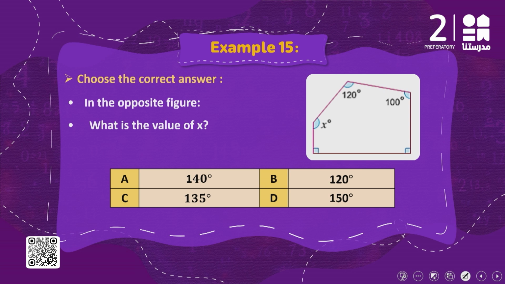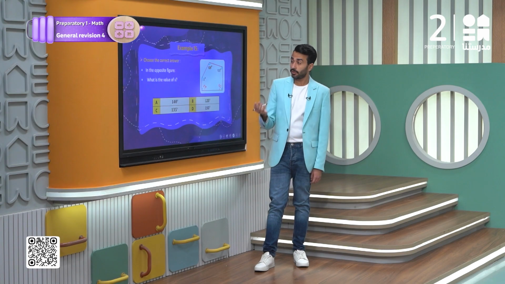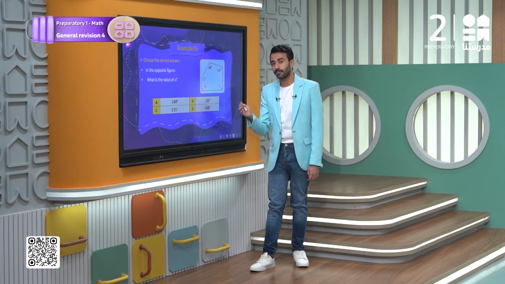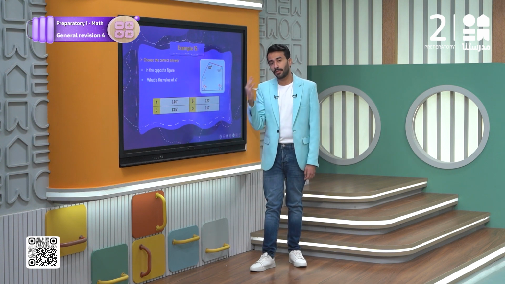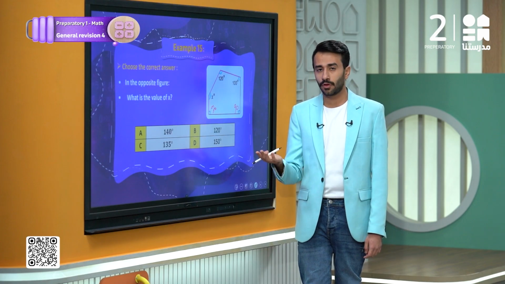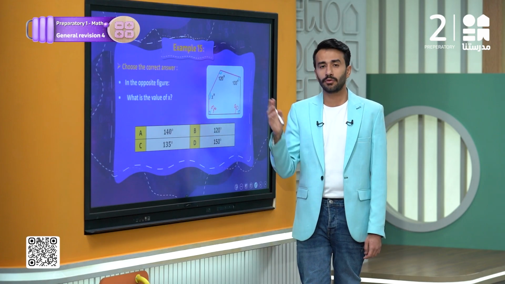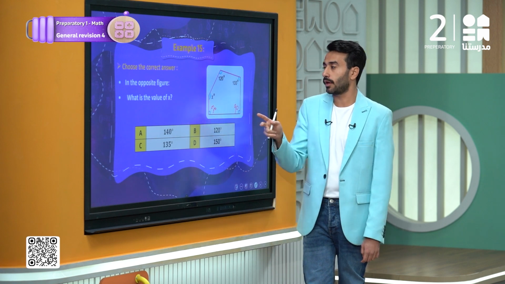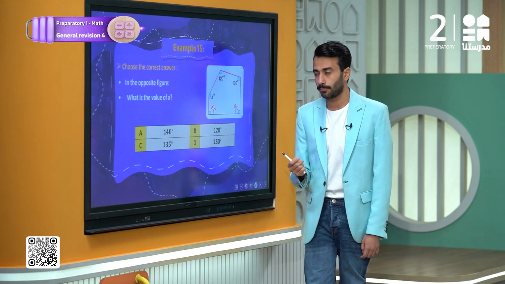In the opposite figure, what's the value of x? If you look here, you have here 90. You have here 90. Do you think that you can add them, then subtract from 360? No, this is not a quadrilateral. If it's a quadrilateral, the sum of angles will be 360. If it's a triangle, the sum of angles is 180. This is not a triangle or even a quadrilateral, this is a pentagon. We have 5 sides and 5 angles here.